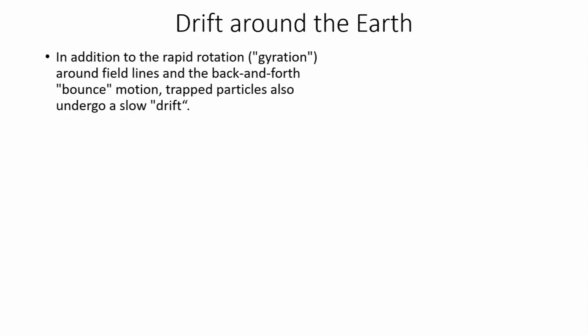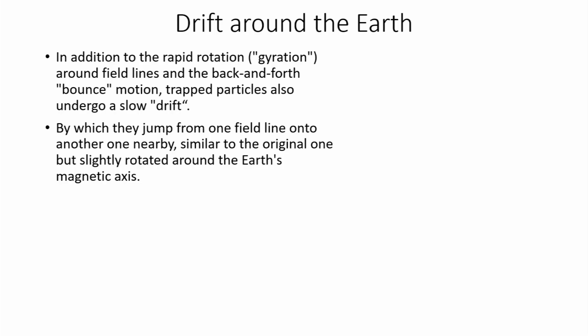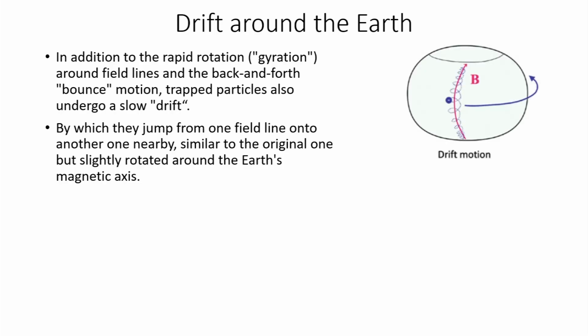So, the third dynamics of the trapped particles is the drift around the Earth. In addition to the rapid rotation, or gyration, around the field lines and the back and forth bounce motion, the trapped particles also undergo a slow drift. Let us try to see what that is. There is the trapped motion, and it is bouncing back and forth. Along with that, there is a drift in the longitudinal direction.